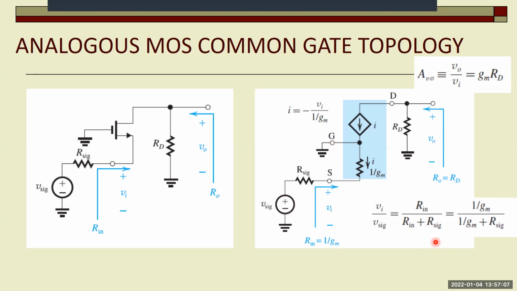What is the gain? Obviously, the output voltage is minus I RD. The input voltage is the voltage over here, and that's minus I times 1 over GM. Divide them, and the gain is GM RD. Or you could think of it that way: if you put a load resistance here, it would be RD in parallel with that load resistance, multiplied by GM.